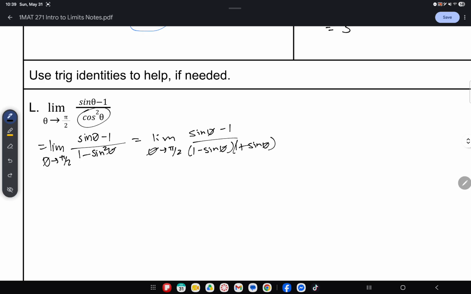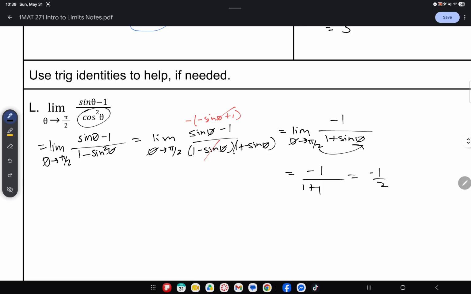So I can cancel out one of these factors if I were to take out a negative 1 on top, right? We're left with negative sine and then plus 1, which is the same as 1 minus sine. So I'm left with the limit as theta goes to pi over 2 of negative 1 over 1 plus sine of theta. Then I can do a direct substitution. And sine of pi over 2 is 1. So I get a final answer of negative 1/2.